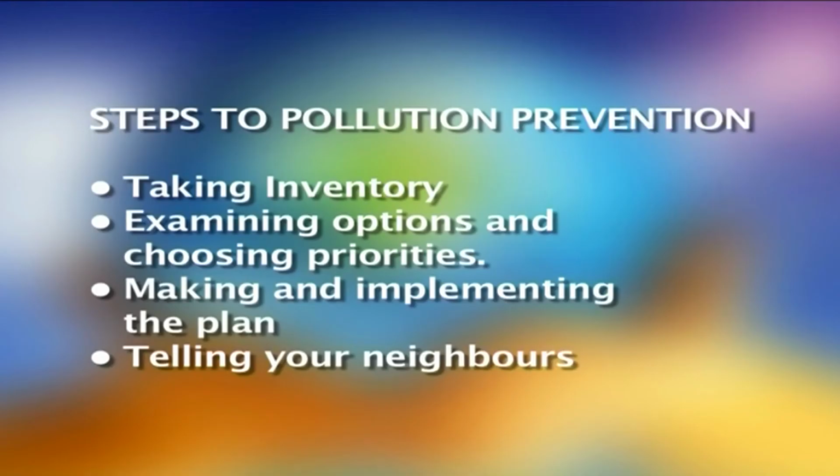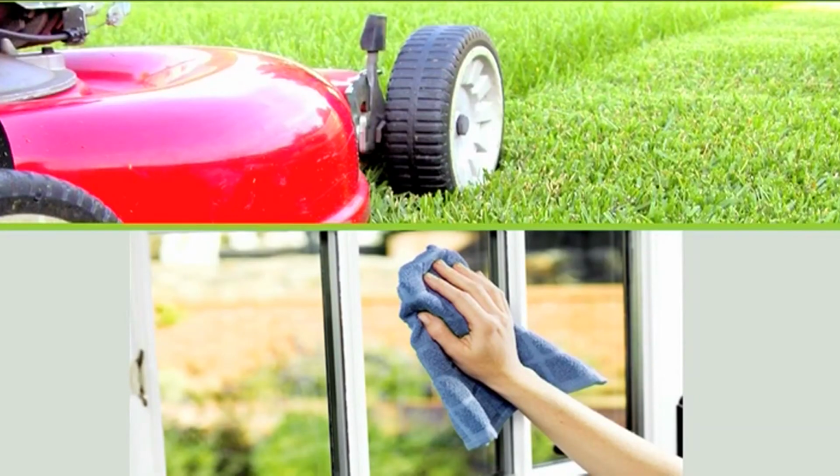Four steps to pollution prevention. Individuals and families can achieve pollution prevention by following a four-step plan: taking inventory, examining options and choosing priorities, making and implementing the plan, and telling your neighbors. Taking inventory requires you to look at the energy, materials, and substances you use, and the procedures and practices you follow to do everyday things such as caring for your lawn and cleaning your home.